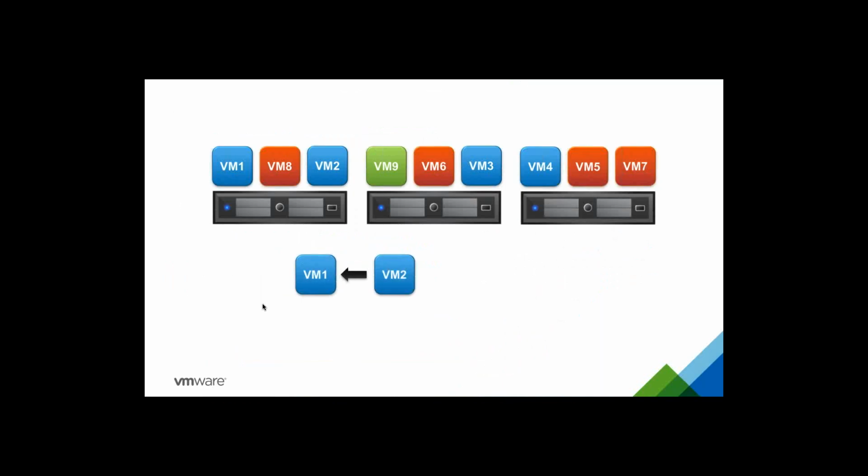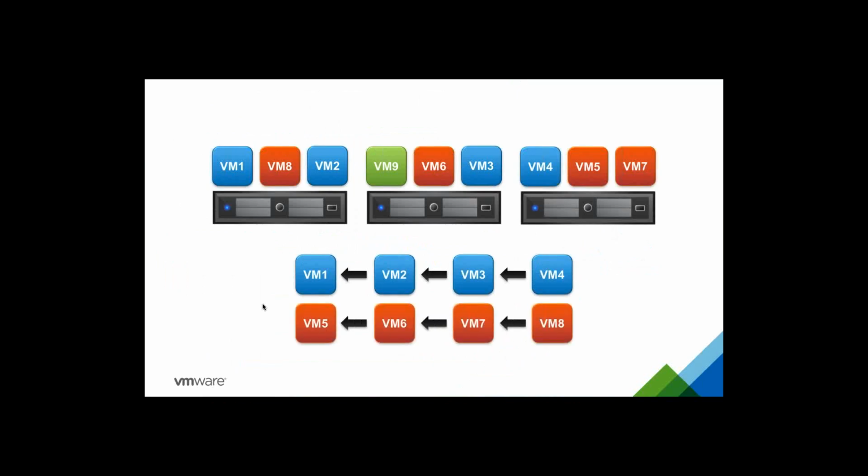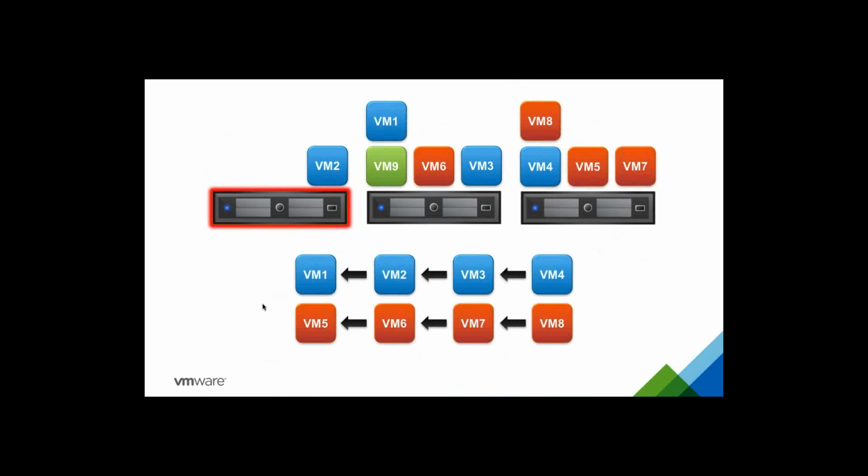For this case, I'm just going to create a simple dependency chain where VM2 is dependent on VM1, VM3 depends on VM2, and VM4 depends on VM3, and that's the startup order that I would like to configure. And then the same for the red application, with a very similar startup dependency order. So if I lost the first host in this cluster, VM1 and VM8 would actually start at the same time.